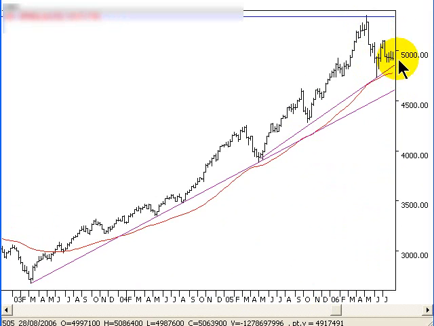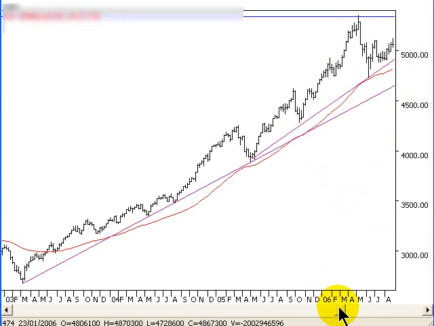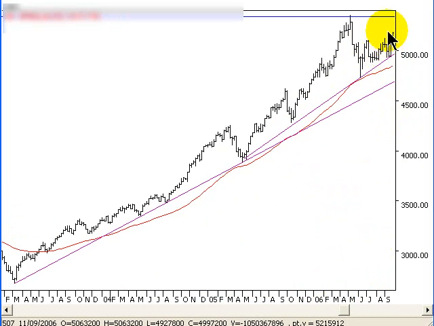Now we're getting a bit of a fail through here. It's failing to push to the upside. It's still failing, and now it's trying to push back up to the upside. It's bounced off this trend line once again. You can see over here as well, it's bounced off the moving average.